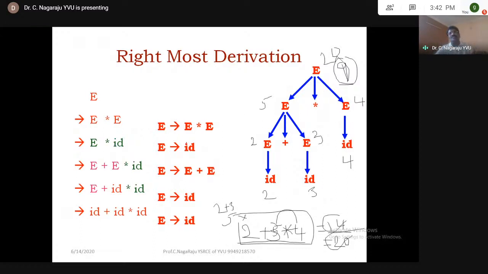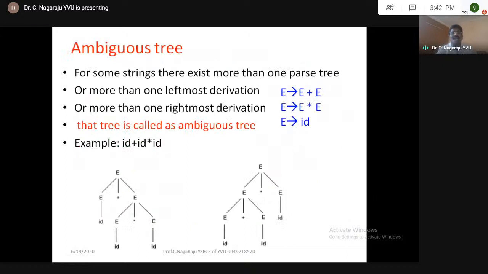So here we have the rightmost and the leftmost derivations. When evaluating with them, we are getting 14 in one and 20 in the other. So ambiguity is there. This is ambiguous. But what do you mean by ambiguous?